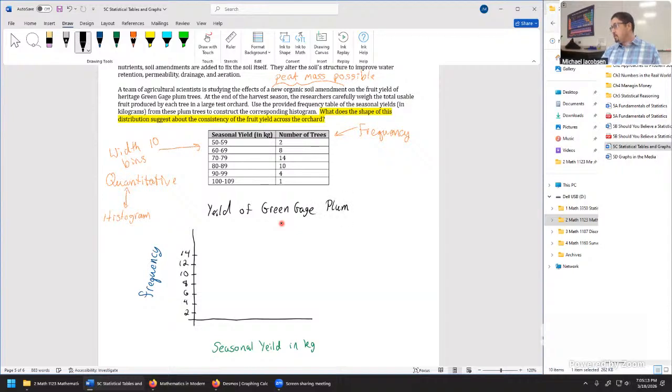plum trees under a soil amendment. Again, that's kind of an interesting word. We're amending the soil, fixing it essentially, making it favorable to this specific tree. So that's pretty much our setup.